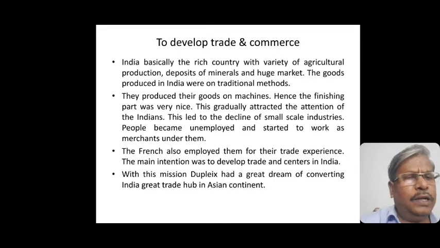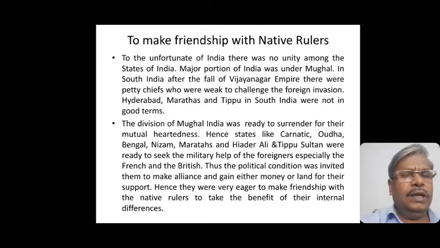People became unemployed and started to work as merchants under them. The French also employed them for their trade experience. As a result of this, the centers of their trade in India increased considerably. With this mission, Dupleix had a great dream of converting India into the hub of the Asian continent. They also decided to make friendship with the native rulers. This was another ambition of Dupleix.